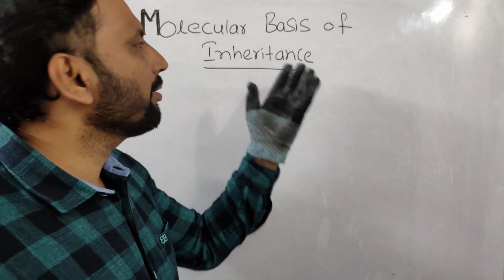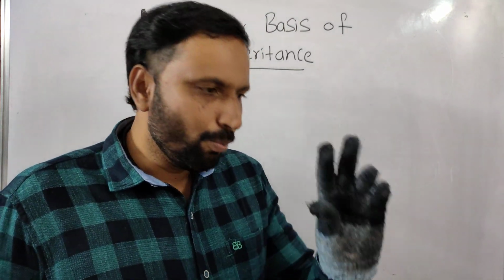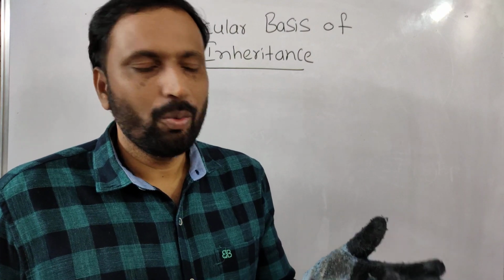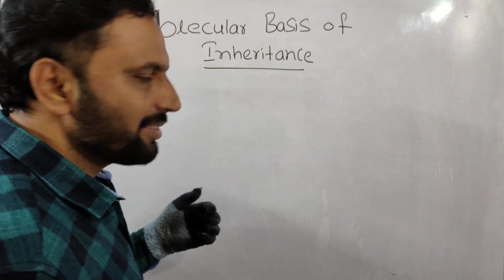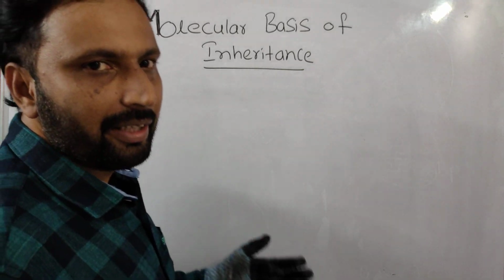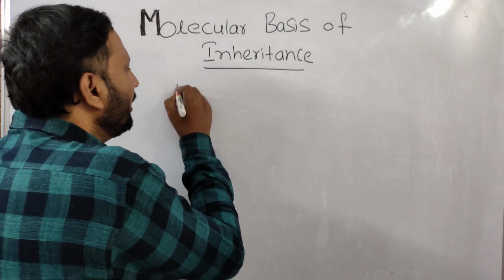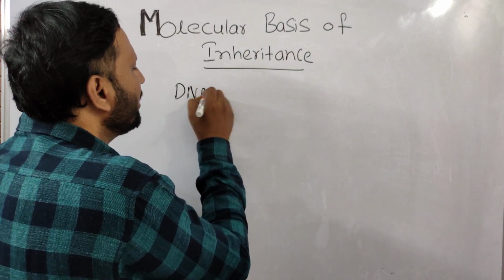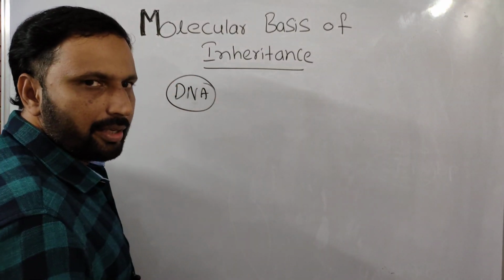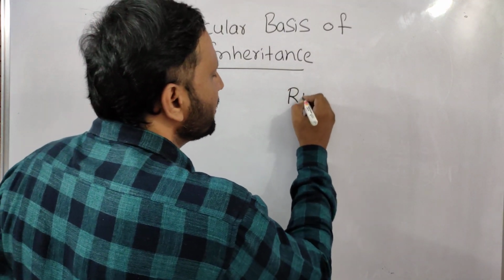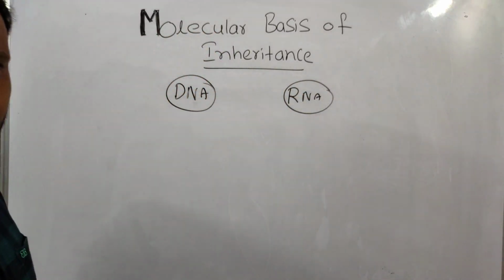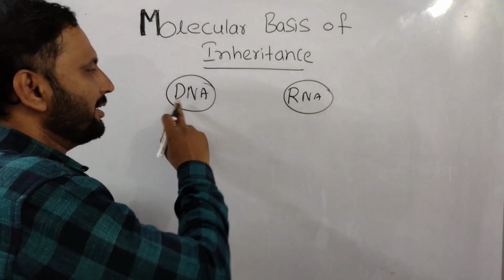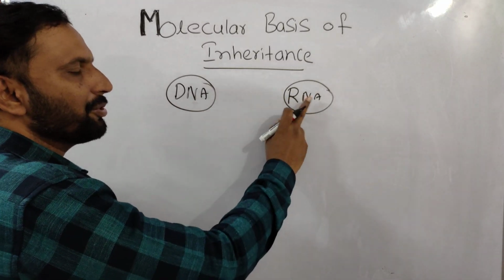Today, our topic is the molecular basis of inheritance. At the molecular level, what is the base for inheritance? Actually, nucleic acids are the basis of inheritance. DNA is the genetic material in the majority of organisms. RNA is the genetic material in plant viruses. These are the nucleic acids: deoxyribose nucleic acid and ribose nucleic acid.